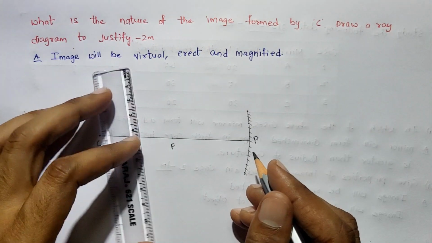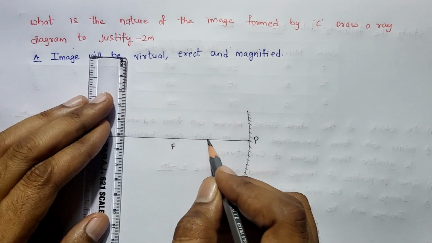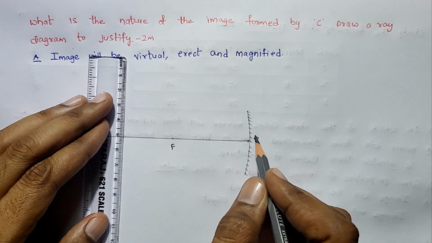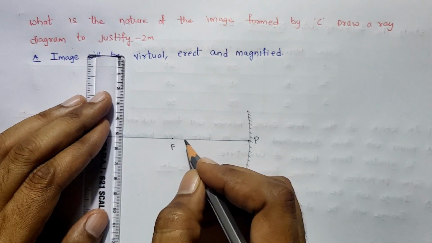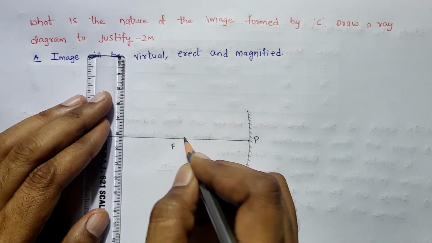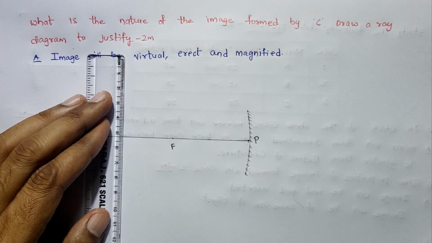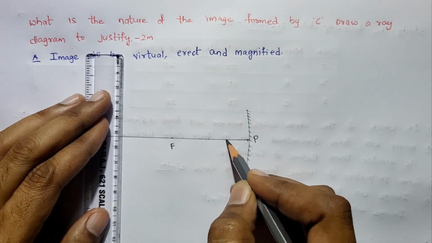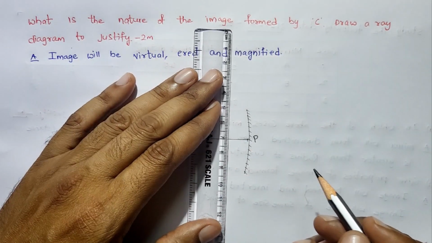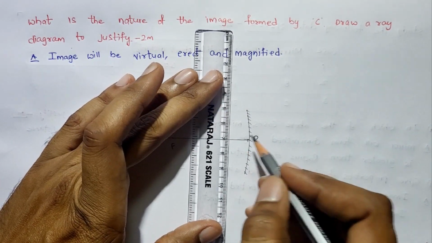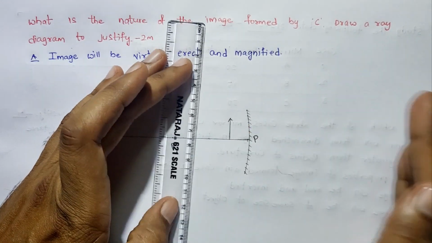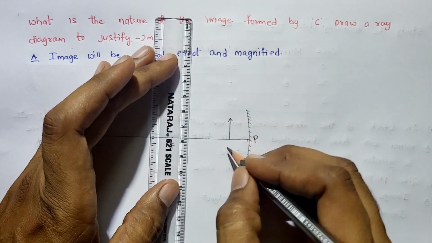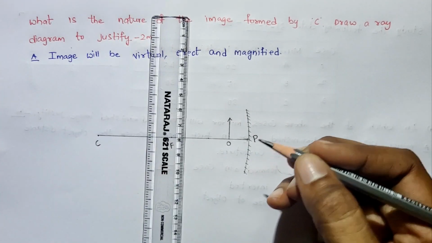Now we should be placing the object between F and P. In between F and P, there is a precaution to be taken care of. If you take the object close to focus, the image will form out of the paper. That's why you take the object close to pole. If you take the object close to pole, the image will also be formed close to pole. So this is object O.